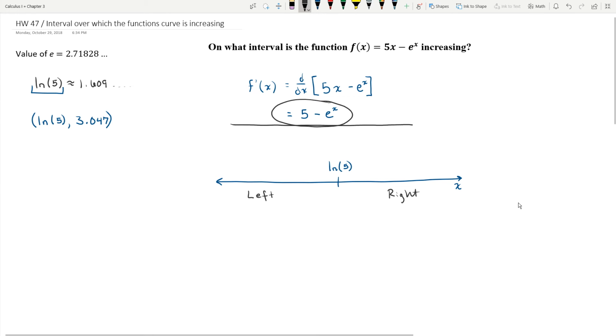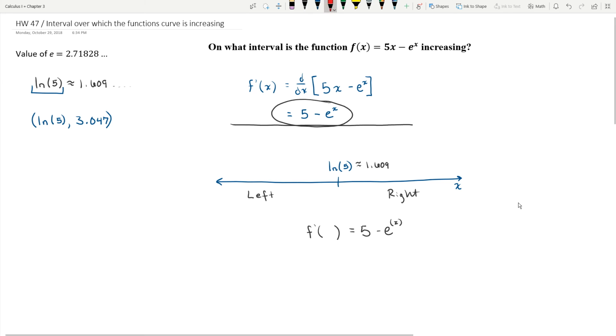and we're going to just plug some values in. But not just any value. We want to plug in a value that is just a little less and a little greater than ln of 5. And again, we said that ln of 5 is roughly equal to 1.609. So let's finish our function. We have 5 minus e to the x.